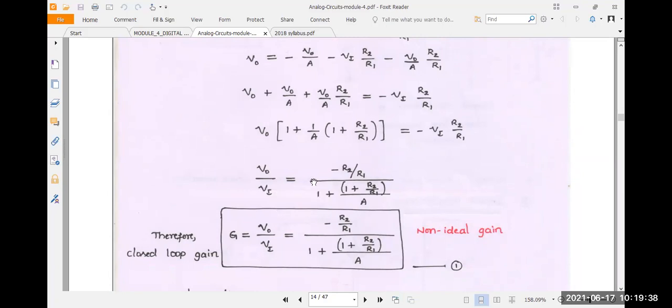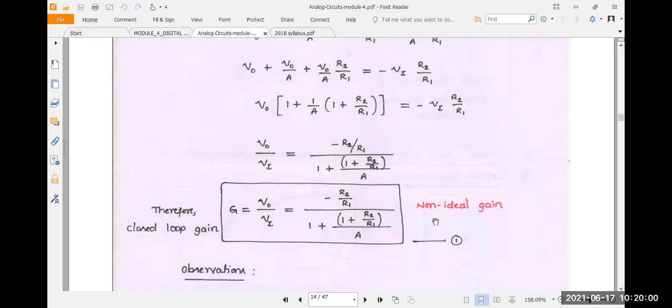That is how much here? Minus R2 by R1 divided by 1 plus R2 by R1 divided by A. You can write the G equation: V naught by Vi is equal to minus R2 by R1 divided by 1 plus R2 by R1 divided by A. This is for non-ideal gain.